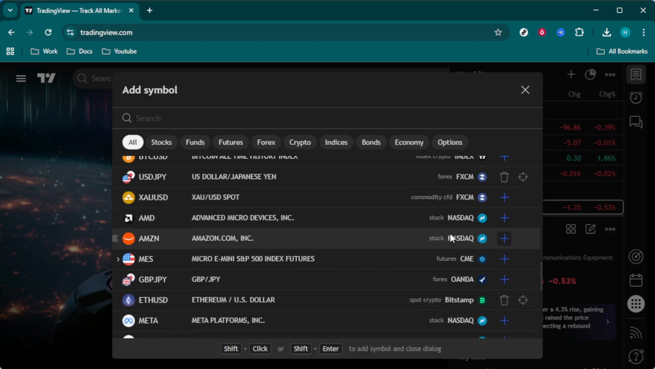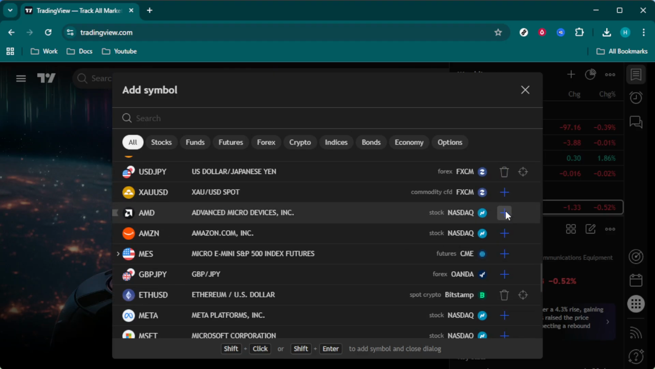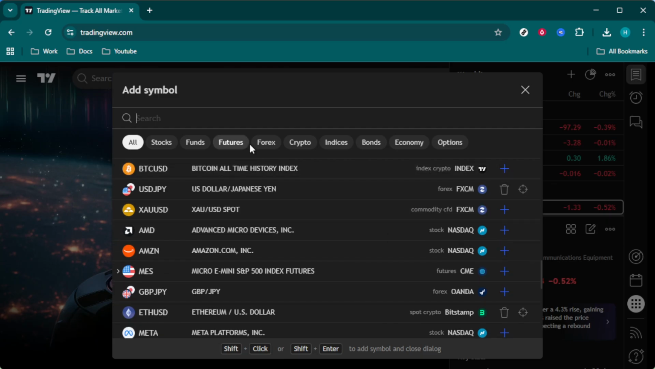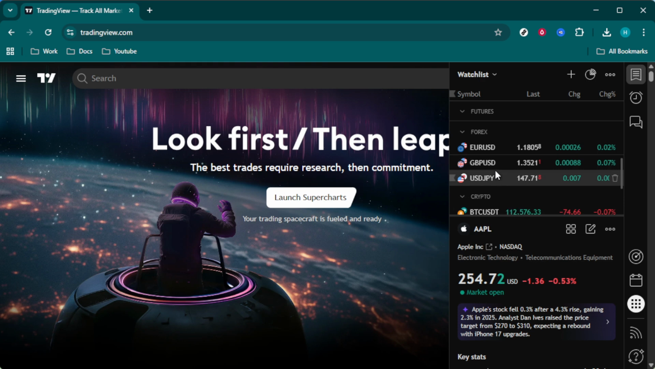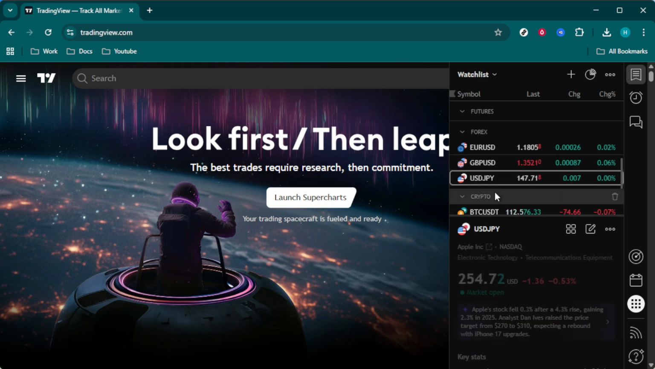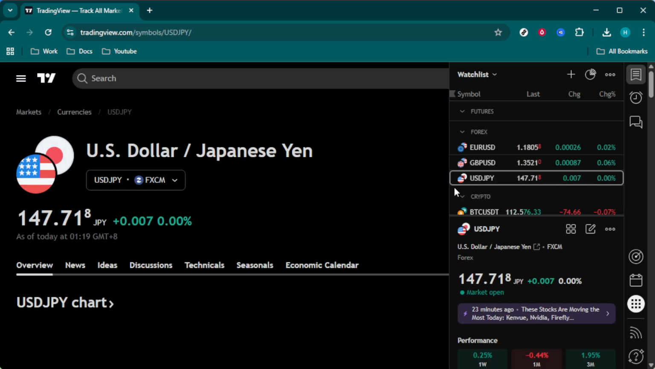You'll notice a wide range of symbols available: stocks, funds, futures, forex, cryptocurrencies, indices, bonds. The list is extensive. As we choose forex, click the plus sign next to your chosen pair or symbol. Let's go with USDJPY for illustration purposes. Once selected, click on Full Chart to get a comprehensive view of your chosen market symbol. This takes you to a detailed chart view where you can analyze data extensively.